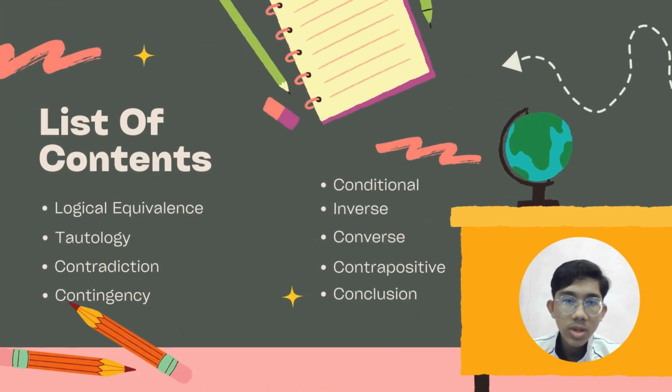Okay, for the list of content, first we have logical equivalence. For logical equivalence, we want to know whether two tables are equivalent or not equivalent. We have tautology, contradiction, and contingency. We want to know whether the two tables are tautology, contradiction, or contingency. And we have conditional, inverse, converse, and contrapositive. Last but not least, we have the conclusion.